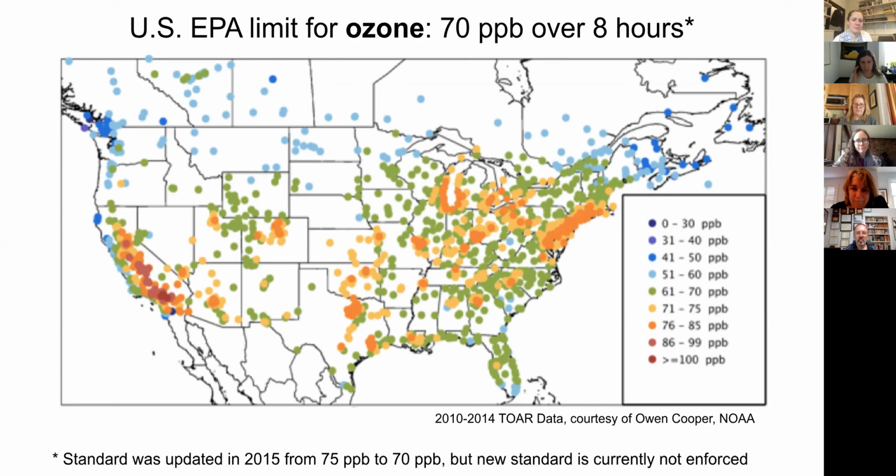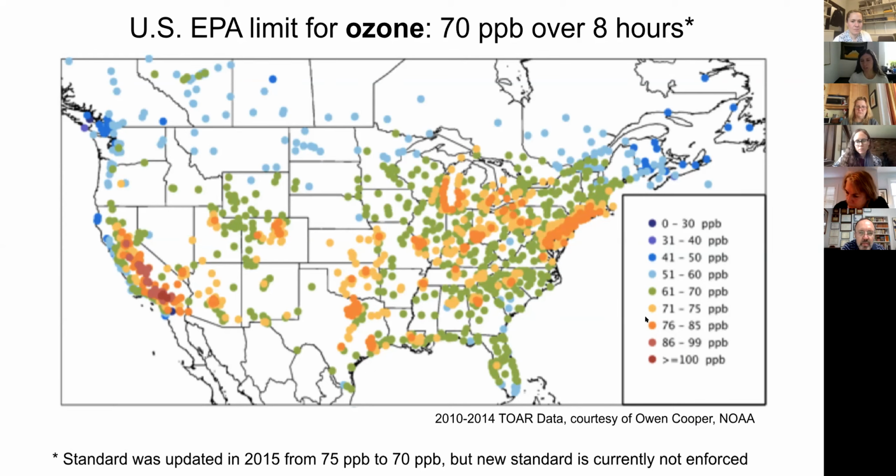What I want to show you is that there are a lot of places in the US that have pretty high ozone concentration. This is the metric for what EPA regulates, all of these dots. You can see the colors. Anything in the warm yellow, orange, red colors is out of compliance with the current EPA standards.